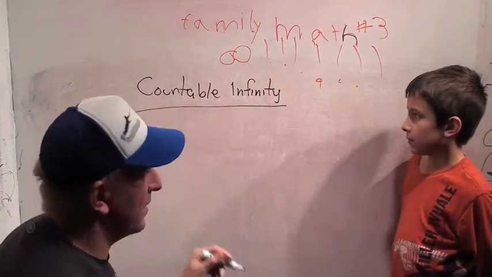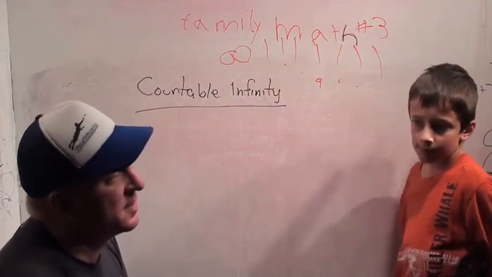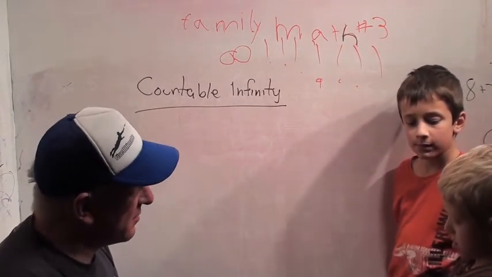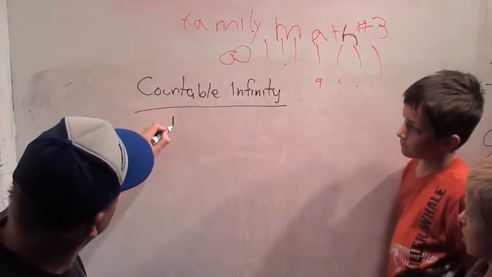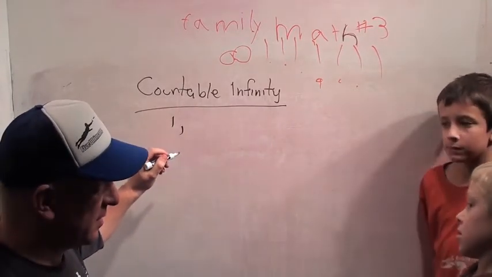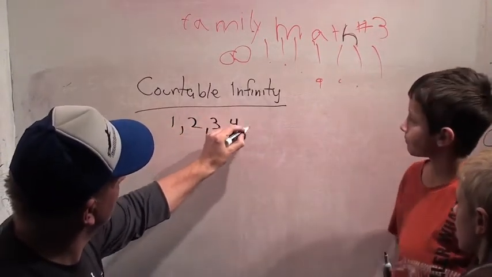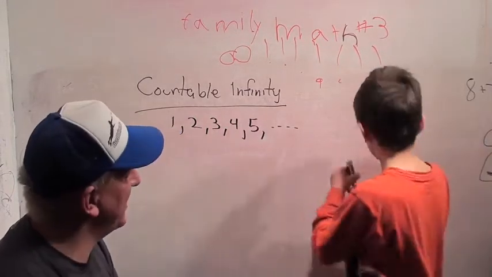Okay, and this is going to sound silly. Are you ready for something that sounds a little silly? This is the smallest kind of infinity. It's the infinity that you can count to, which is why it's called countable infinity. So it's the infinity that you get from the counting numbers: 1, 2, 3, 4, 5, all the way up to infinity.